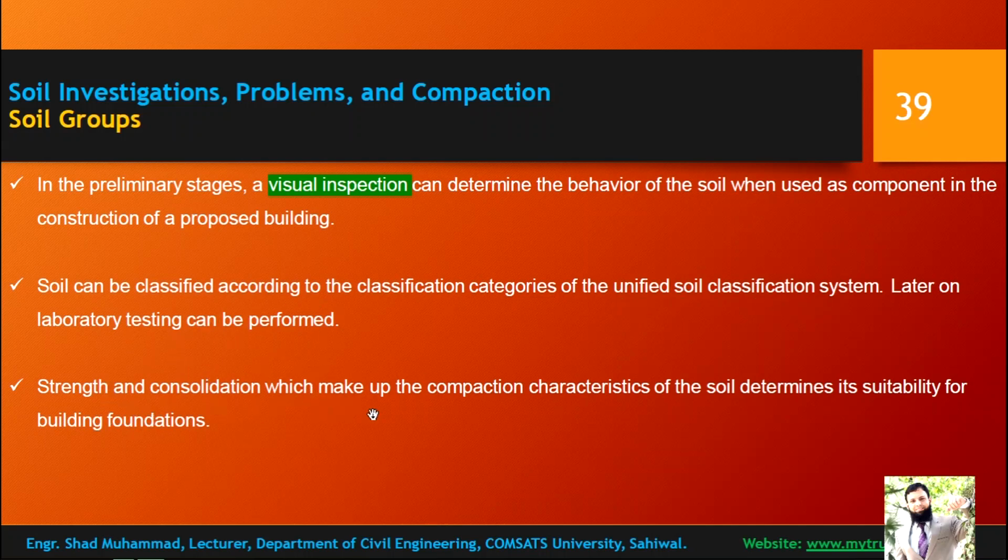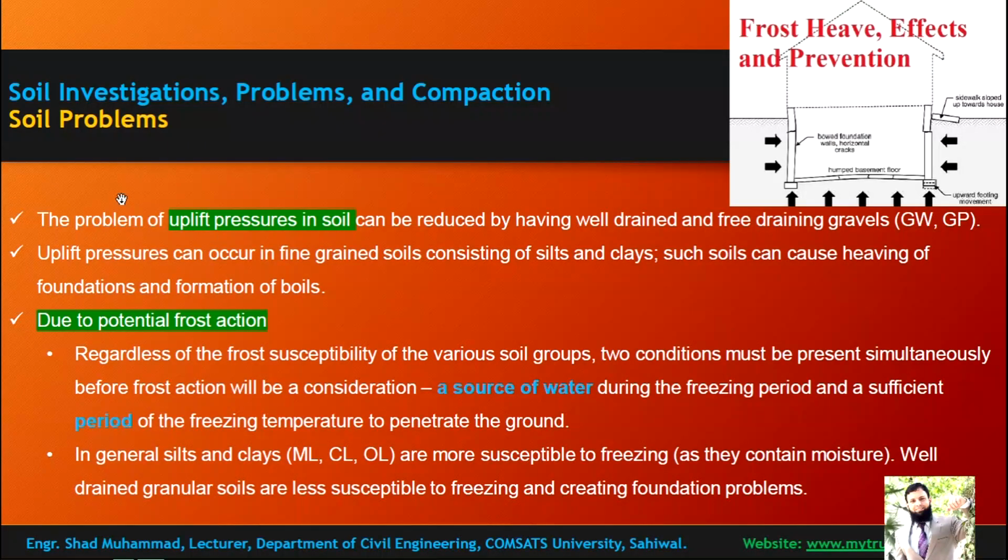Strength and consolidation, which make up the compaction characteristics of the soil, determine its usability for building foundation. So strength and consolidation are the characteristics on the basis of which suitability for building foundation is considered. These points need to be highlighted, as they are important. Now, in the second part of our lecture we will discuss soil problems, and in the third part we will discuss compaction of the soil.